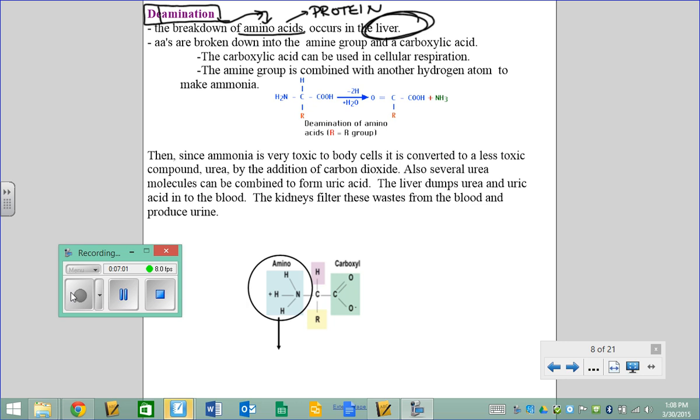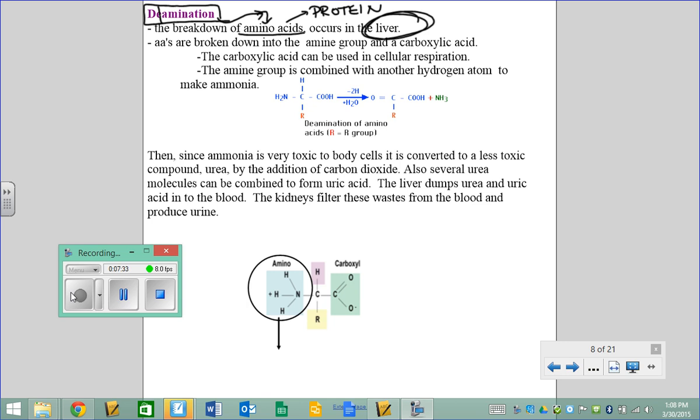So this happens in your liver. Now your liver has shown up on a number of occasions. Your liver has to do with digestion. It produces bile. Your liver has to do with excretion. It does this process of deamination. We alluded to the fact in chapter 6 that your liver does other things too. It helps with blood sugar. It helps with red blood cells. I would ask a question about your liver because it does so many things on like a final exam type scenario.